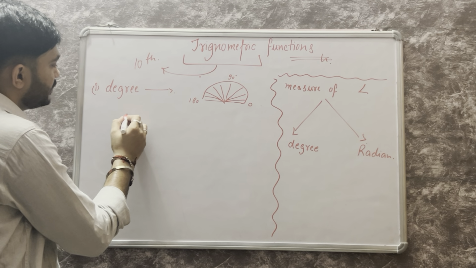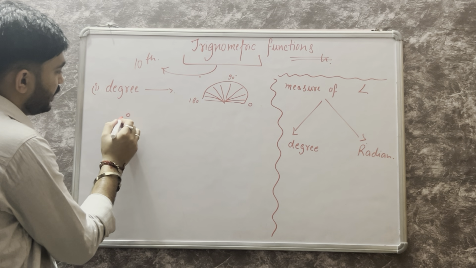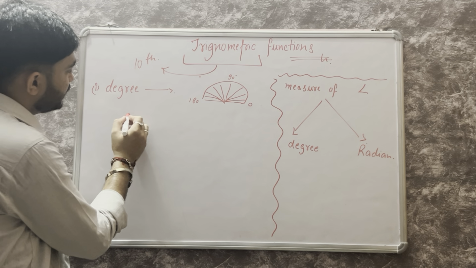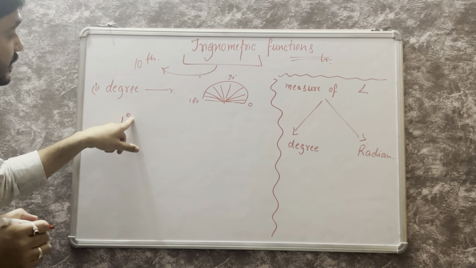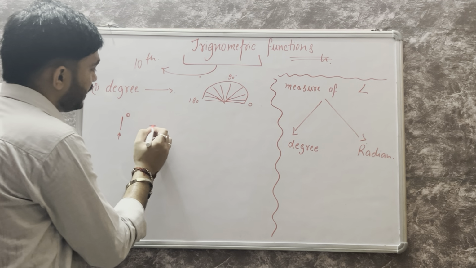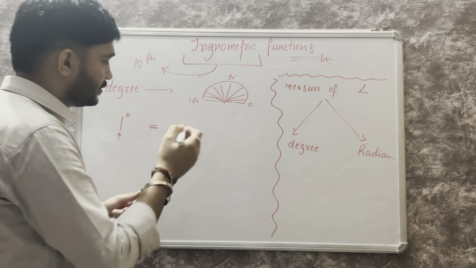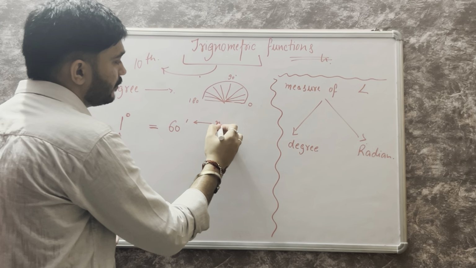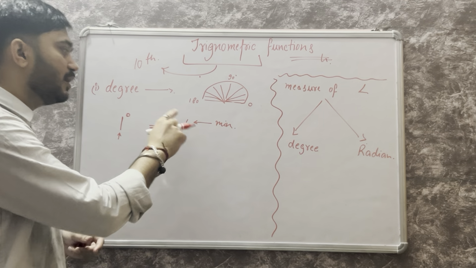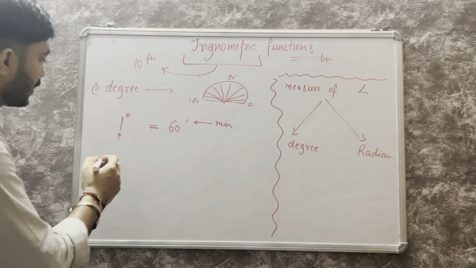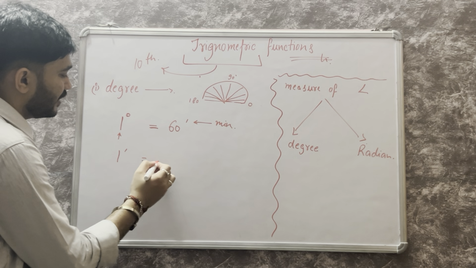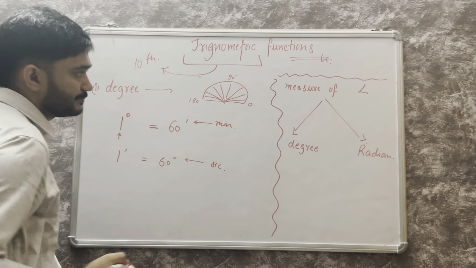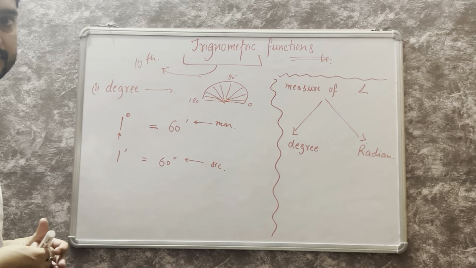A degree is represented by any numeral number with a small circle sign on it, and this sign is known as degree. 1 degree is further divided into minutes, that is 1 degree is equal to 60 minutes. This sign is of minute, we can write it MIN or just a single slash. Further, 1 minute is divided into 60 seconds. This double sign is known as seconds.